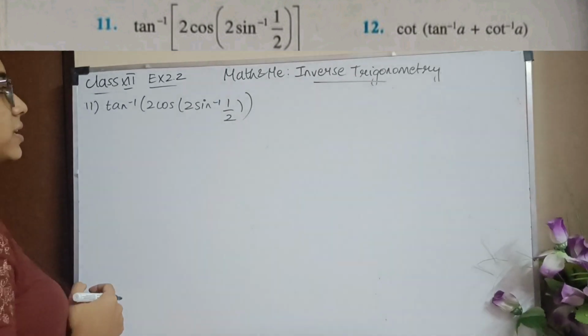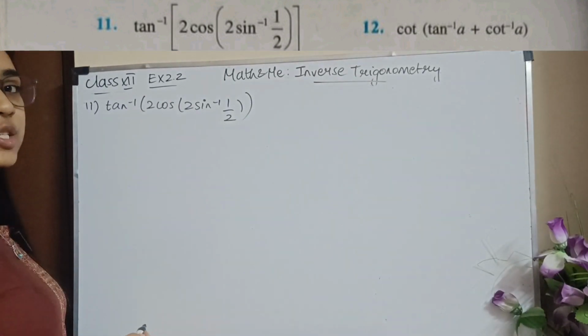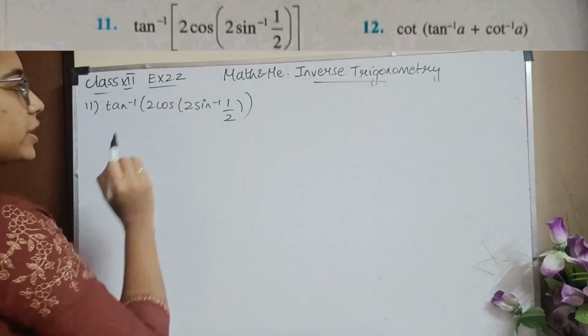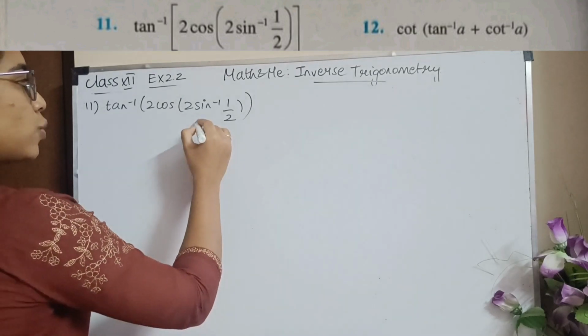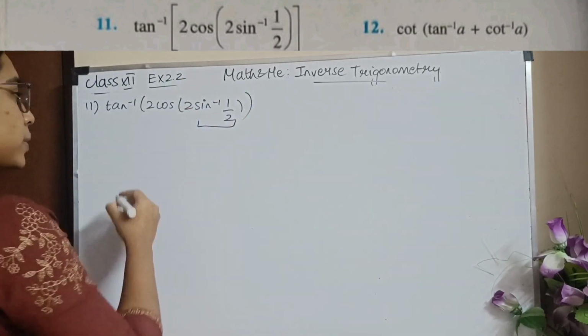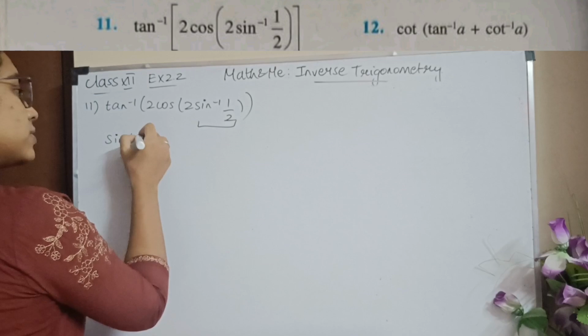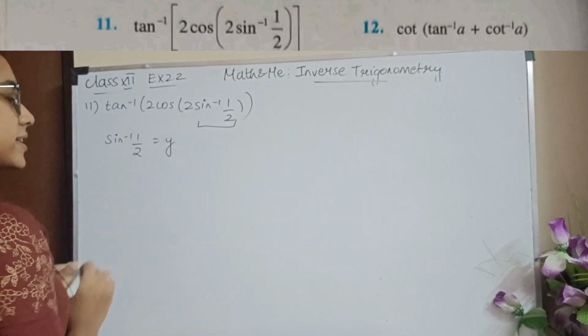11th question: tan inverse of 2 cos of 2 sin inverse of half. Correct? You have 3 different trigonometric functions, so you have to do one by one. First, sine inverse of 1 by 2. So I have sine inverse of 1 by 2 equals y. This is my first step.